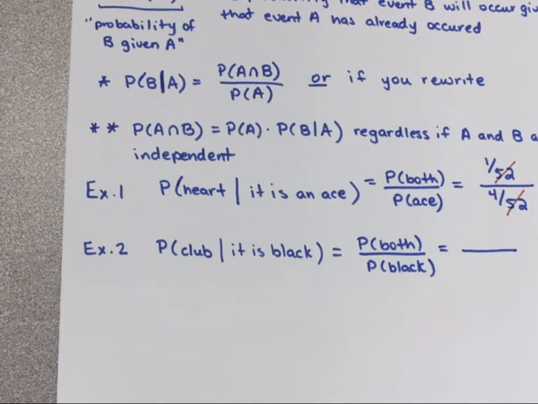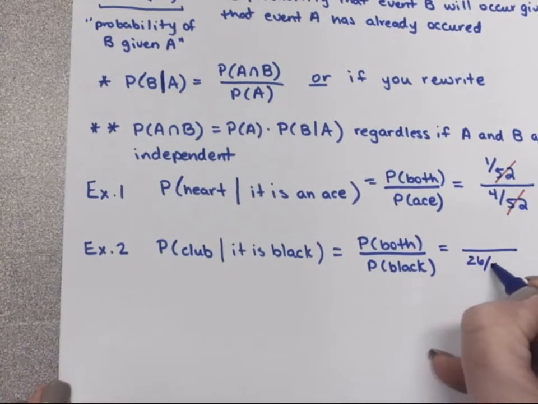Okay, so how many black cards in a deck? There's 52 cards, and half of them literally are the black ones, right? So we could say 26 out of 52.